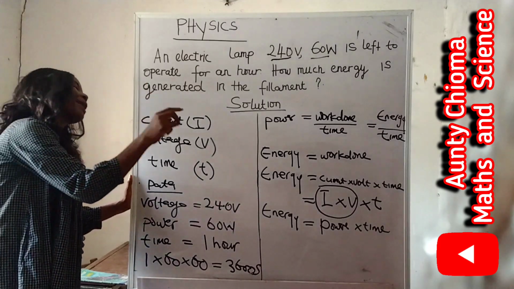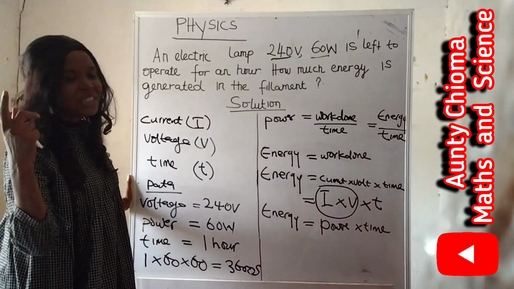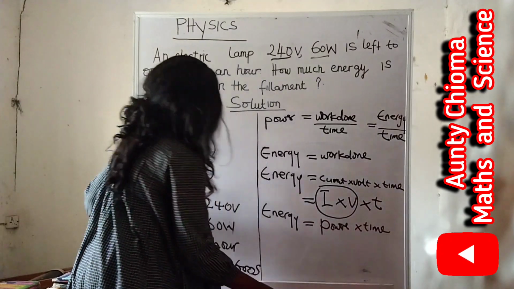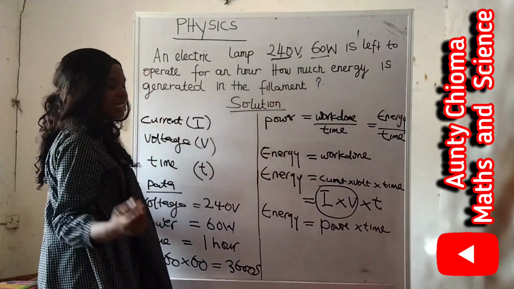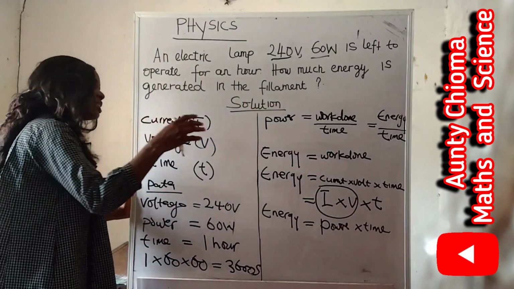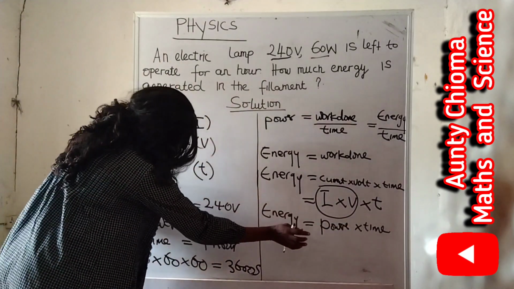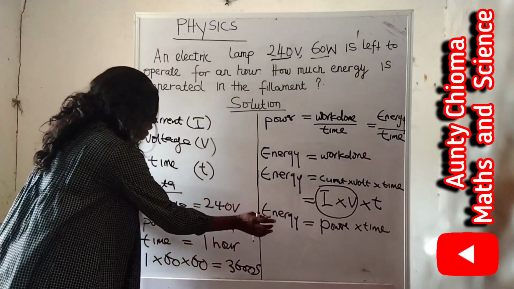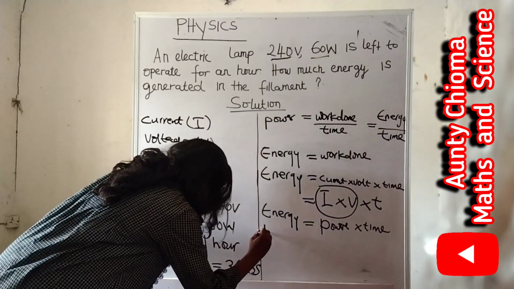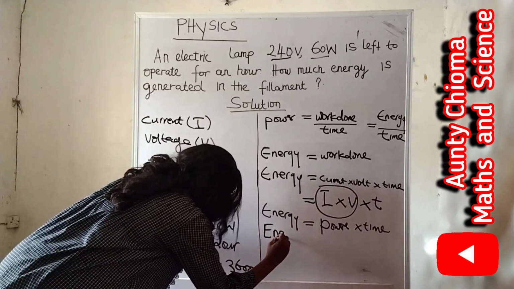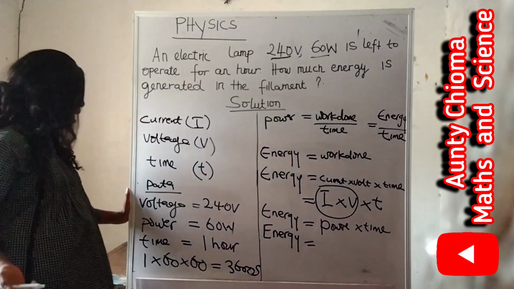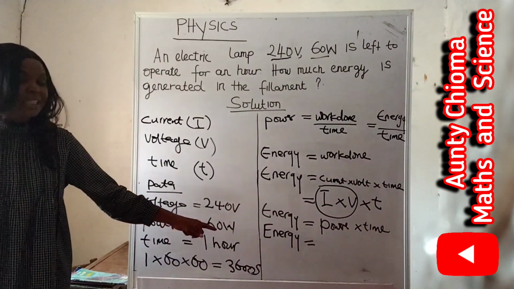So we now come back to our formula, which says that energy is equal to power times time. You have derived it from here and get that energy is equal to power times time. We begin to slot in these values into this formula, and we are asked to look for the energy. We are solving to get our energy. So I write energy is equal to, what is our power? The power given to us is 60 watts.